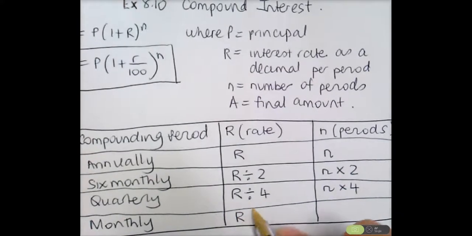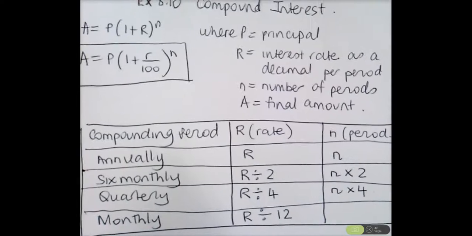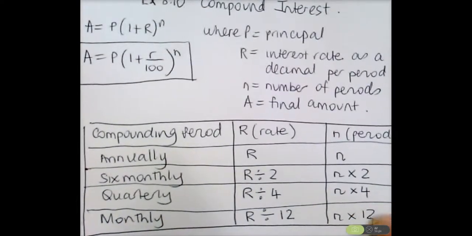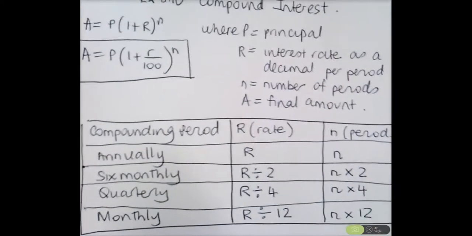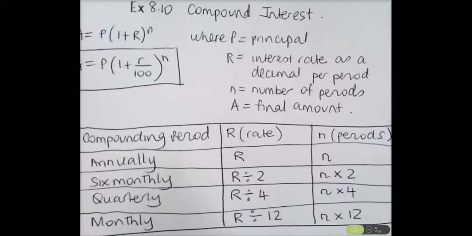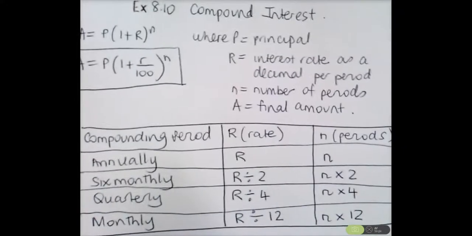And if your interest is compounding monthly, you need to take your interest rate and divide it by 12 to get your monthly interest rate. But then your periods would have to be expressed as months as well. So you would take your number of periods and multiply that by 12. So we'll just do 2 examples.